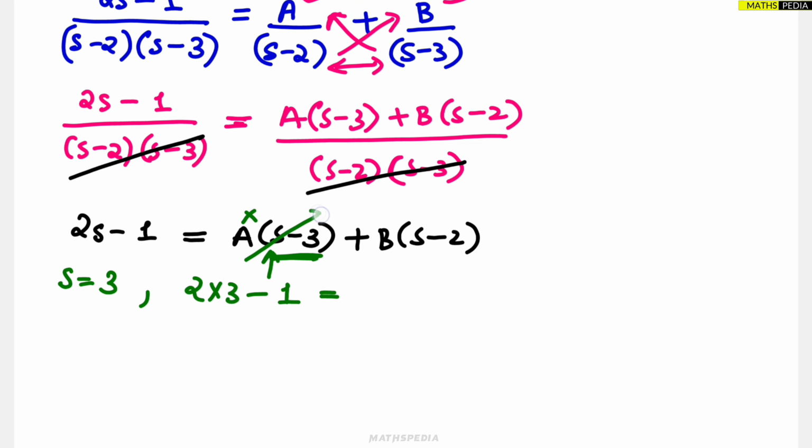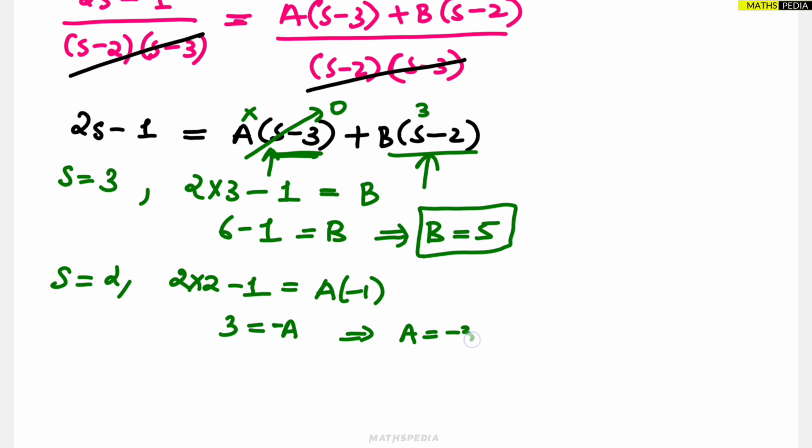Now next, I'll put something over here so that I'll eliminate b value now. So s is equal to, if I substitute here 2, what will happen? So 2 into 2 minus 1 equal to, now a value will remain as it is. So what will happen to a value? A into 2 minus 3, which is minus 1, right? So this will be 4 minus 1, 3. So 3 is equal to a into minus 1, minus a. So that implies a value is equal to minus 3. We got a value also. This is the first method we are going to see.